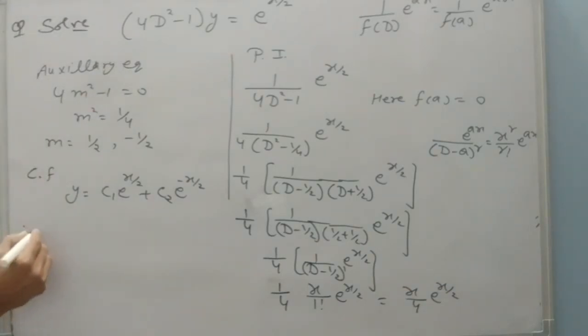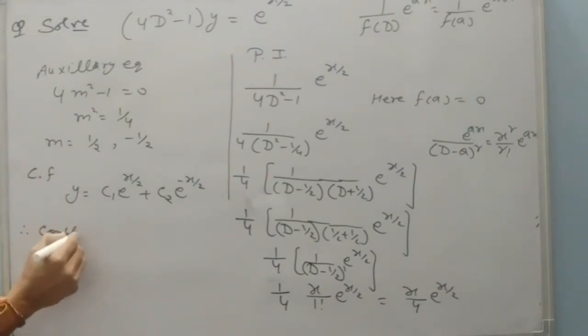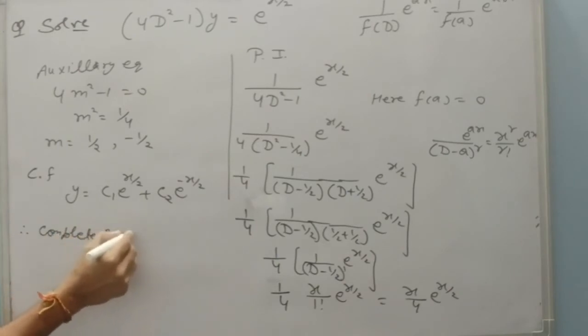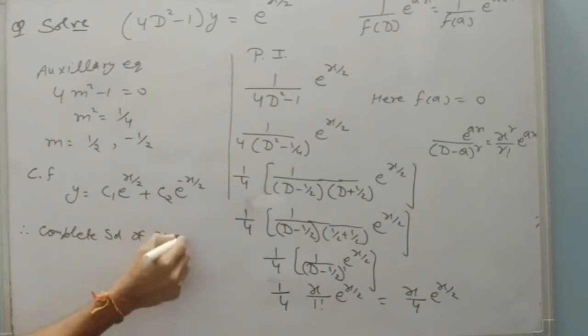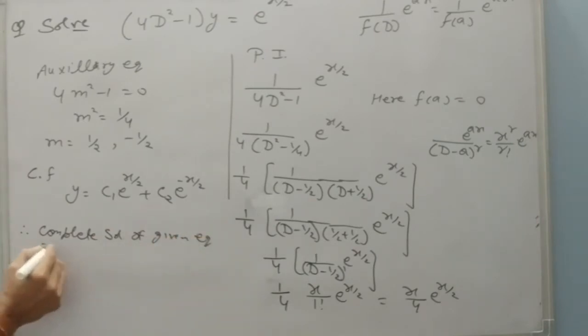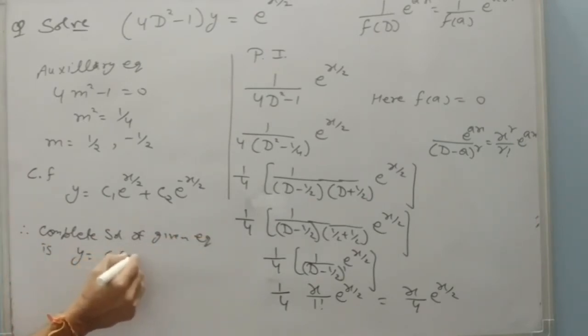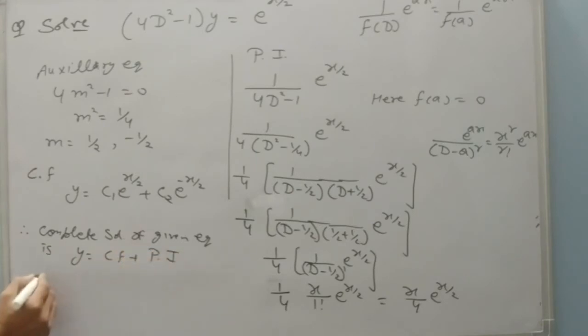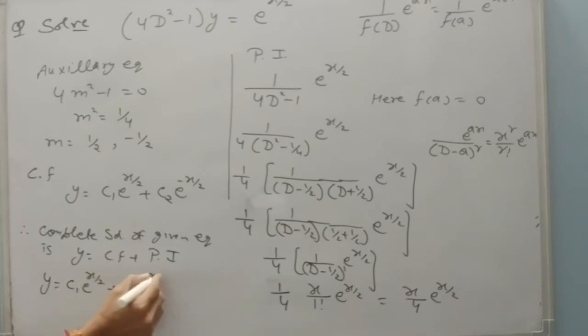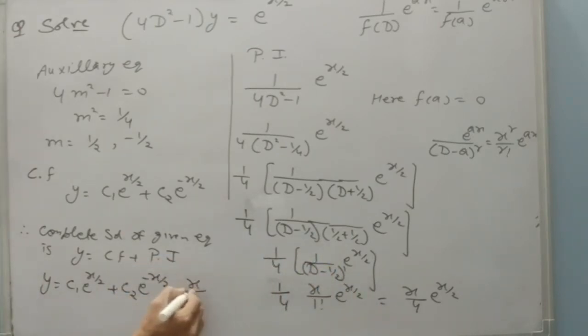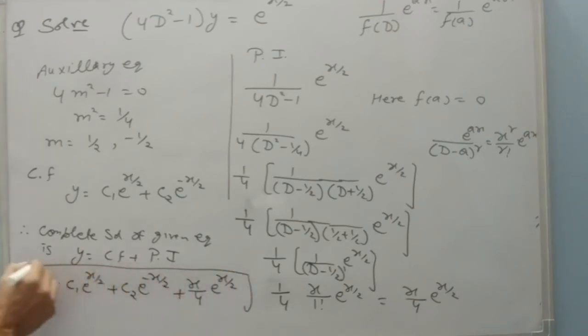Therefore, the complete solution of the given equation is y equals CF plus PI, or I can say y equals c1 e to the power x by 2 plus c2 e to the power minus x by 2 plus the particular integral, that is x by 4 e to the power x by 2. This is our required solution of the given differential equation.